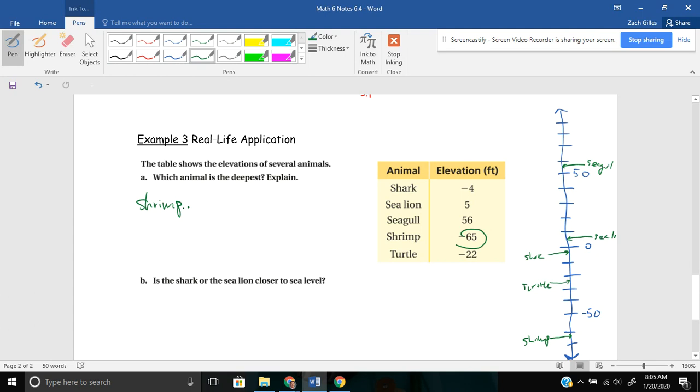Okay, and it wants us to explain. Well, the lowest elevation represents the animal that is the deepest. The integer that is the lowest is -65. It's the most negative. All right.